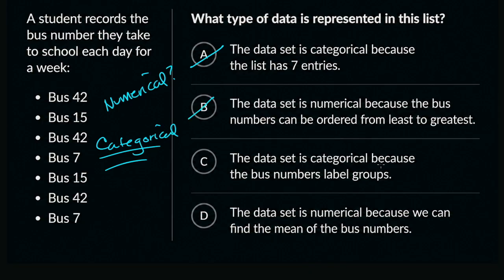The data set is categorical because the bus numbers label groups. Yep, that's exactly right. Another way to think about it, instead of naming this bus 42 and this one 15, we could have named this first one Alpha and the second one Bravo and so on. The numbers are just names. The data set is numerical because we can find the mean of the bus numbers. We can find the mean of the bus numbers, but that doesn't really mean anything, no pun intended, because these aren't actual measurements. So once again, we would rule that out as well.